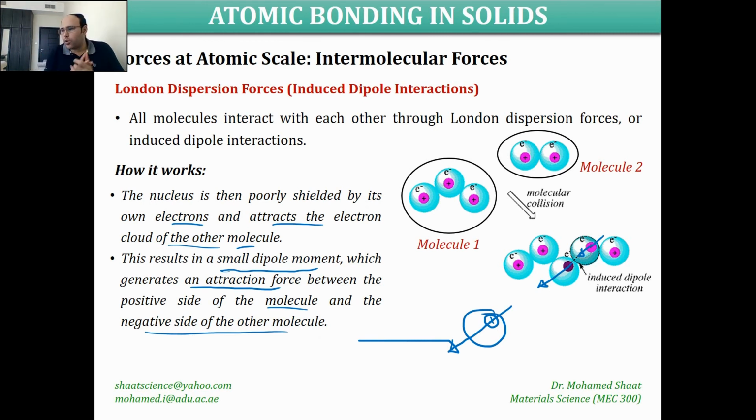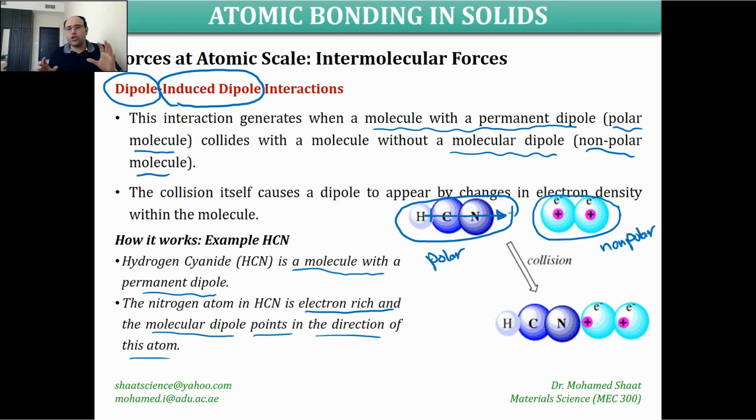If you have two non-polars, this is a non-polar molecule, this is another non-polar molecule. This non-polar molecule has only one type of dipole, which is induced dipole. That's it. There is no permanent. And this other molecule has only one type of dipole, which is induced dipole. So when these two dipoles interact with each other, they're going to interact through London Dispersion Forces or induced dipole interactions. Very simple. But in case that you have polar and non-polar molecule, the polar would have two dipoles.